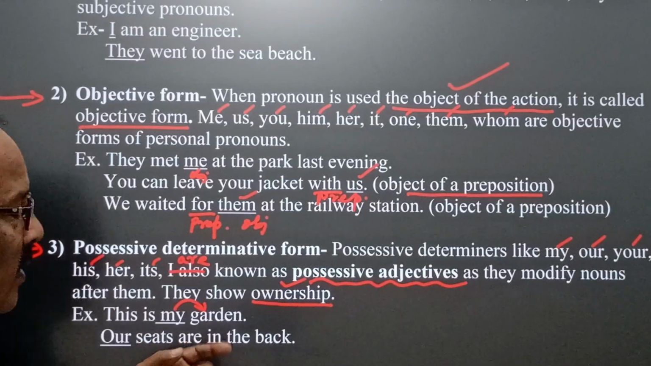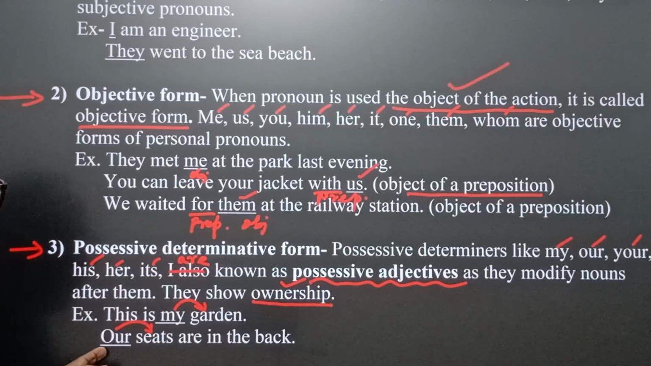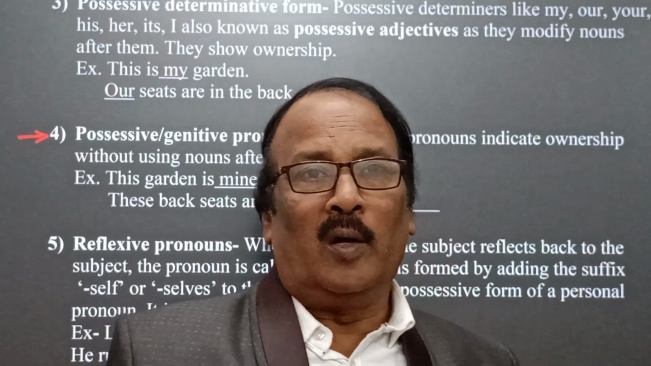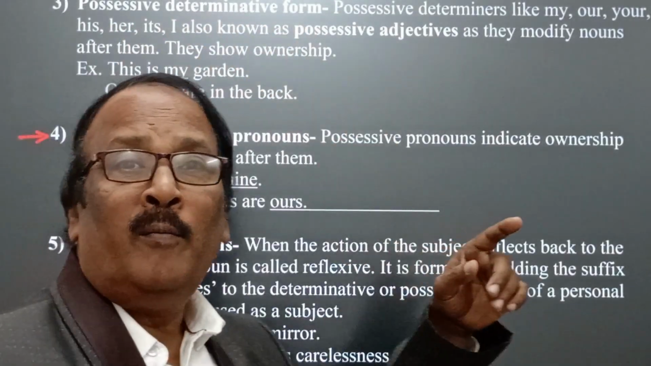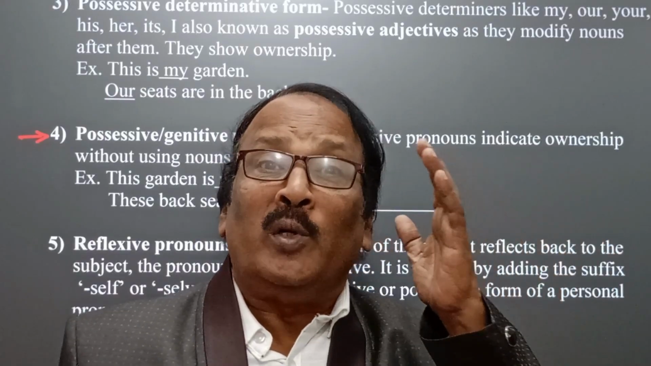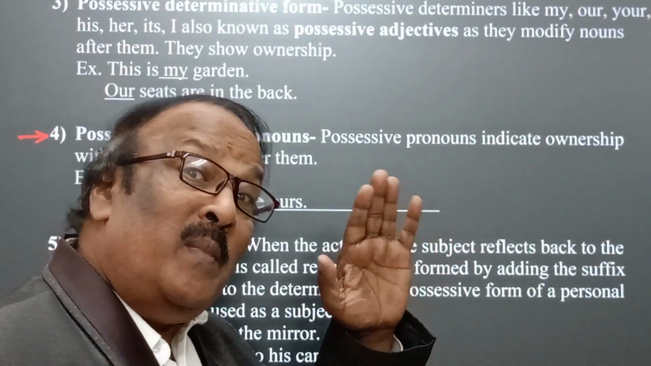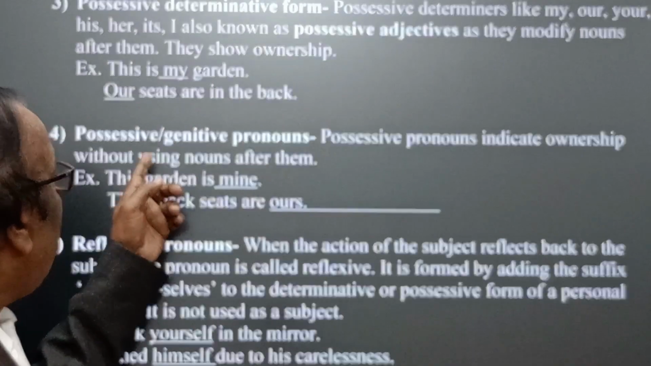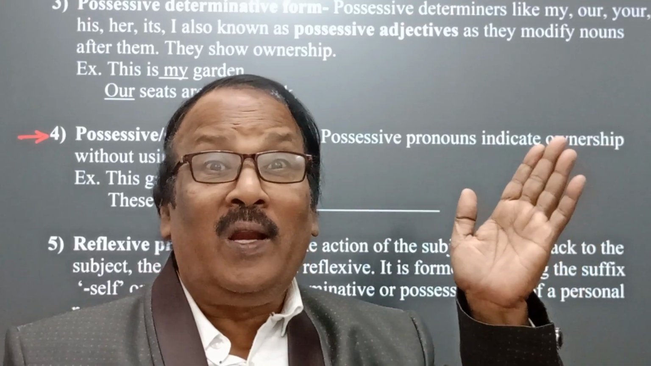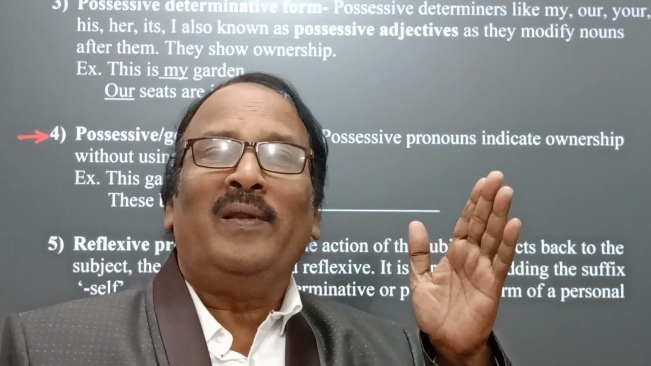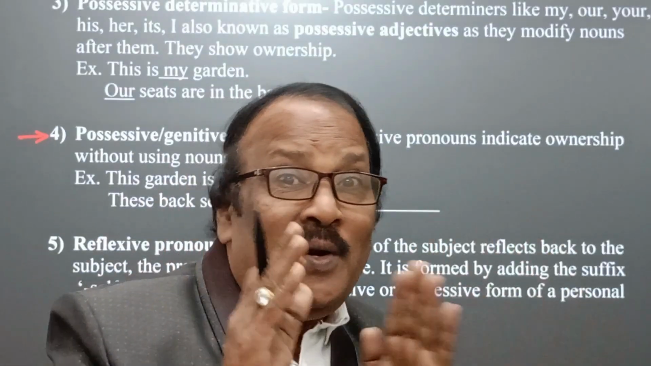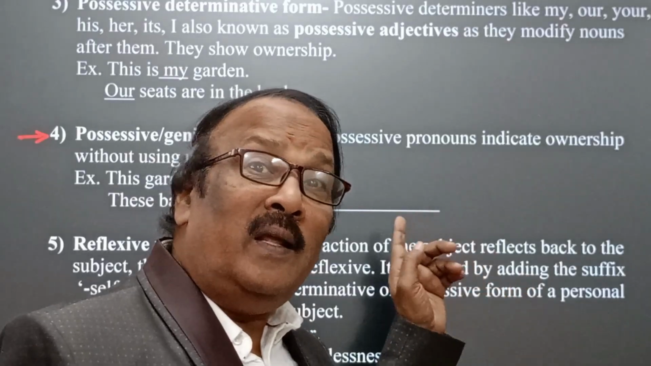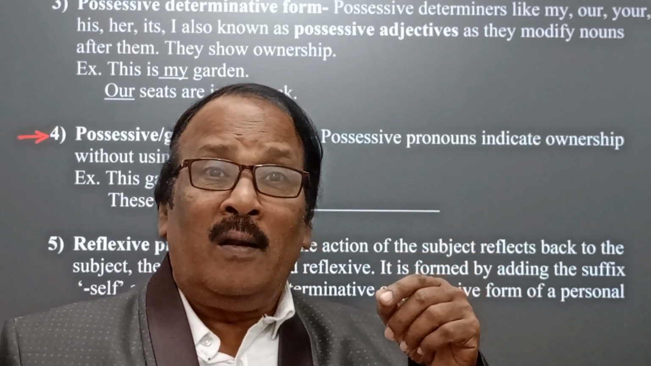Our seats are in the back. Here, our is a possessive determinative pronoun. Seats is the noun. Now, possessive or genitive pronouns: possessive determinative pronouns express possession or ownership, remaining just before the noun. But possessive genitive pronouns don't take a noun after them. Okay, this is the difference, but they express possession or ownership.